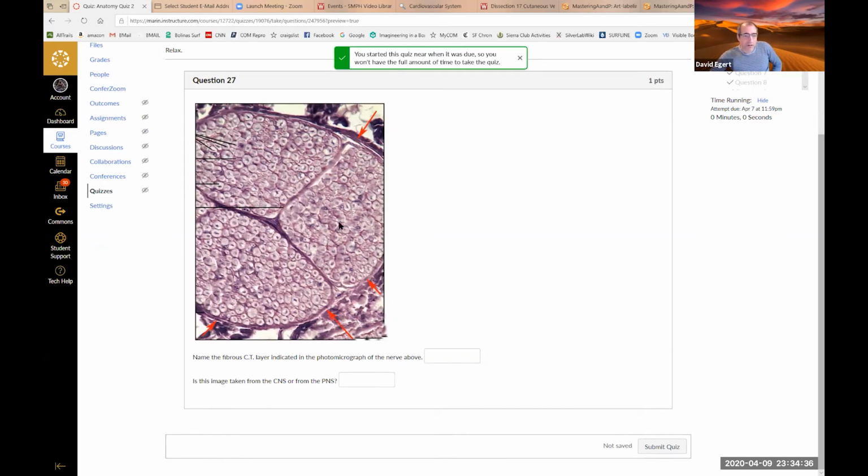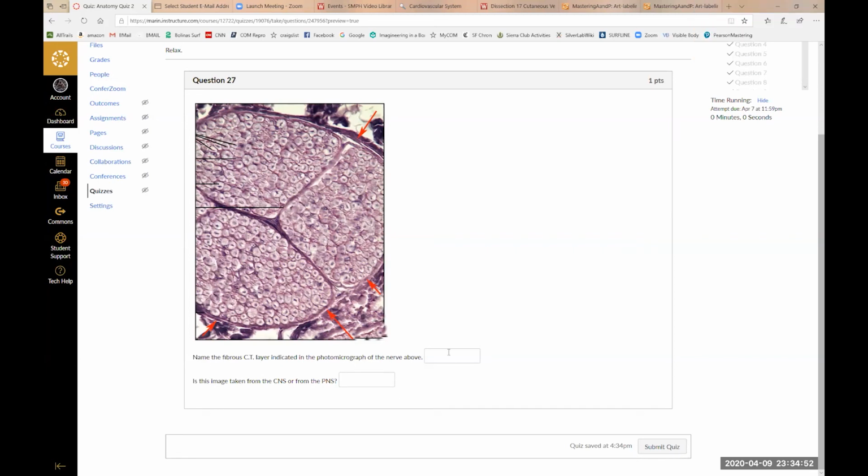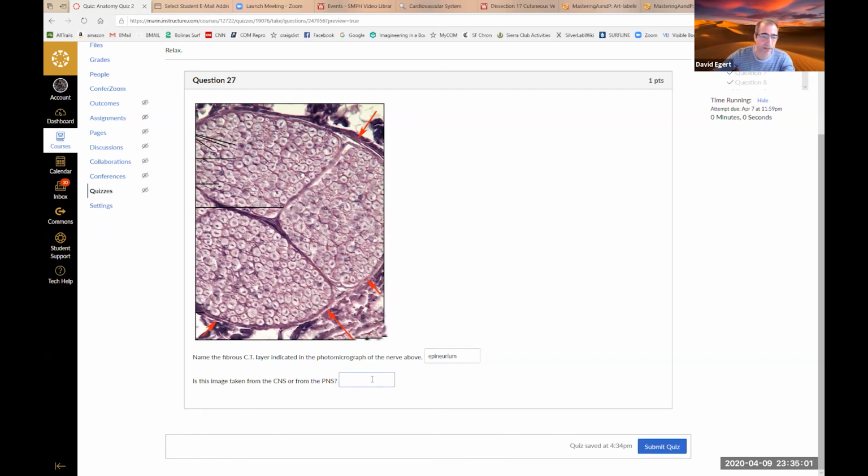So this is a nerve. You can see all the little axon cross sections, all the little donuts here. What is the fibrous connective layer that is the outermost coating of a nerve? Epineurium. It's the epineurium. And then, is it CNS or PNS? PNS. So this one, a lot of people got this wrong.